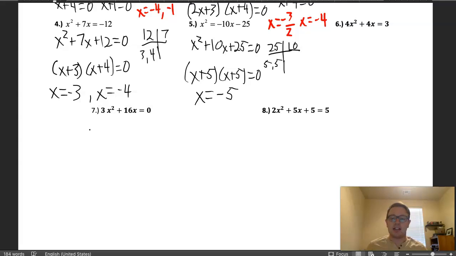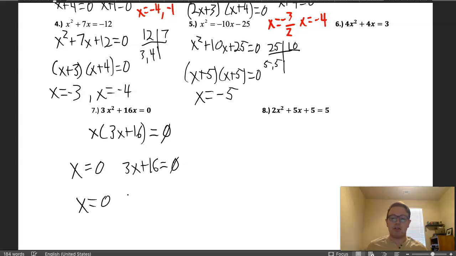They have an x. So we can say that this is x times 3x plus 16 will be equal to 0. From here, we're going to split this up so that it's either x, this first term, is equal to 0, or 3x plus 16 is equal to 0. From here, we see that x will be equal to 0, or x will be equal to minus 16 over 3.